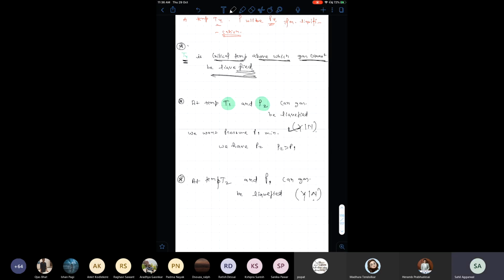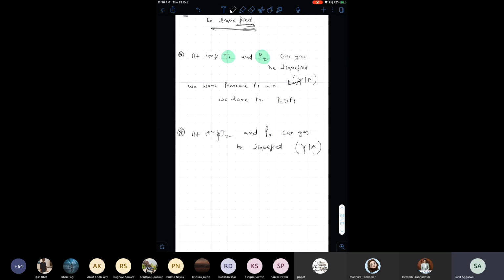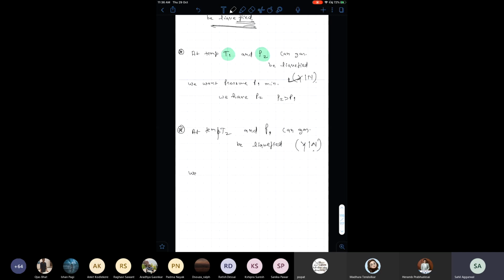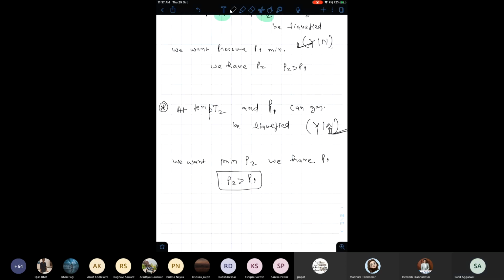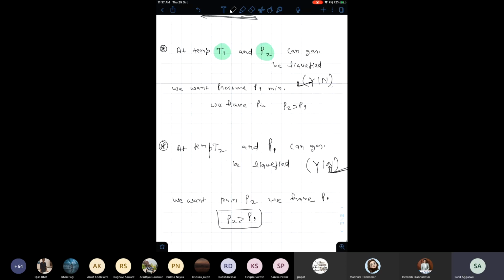At temperature T2 and P1, can gas be liquefied? No. Why? We want minimum P2. We have P1, but P2 is greater than P1. तो रिक्वायरमेंट फुलफिल नहीं होगी, इसलिए नो. अंडरस्टूड.